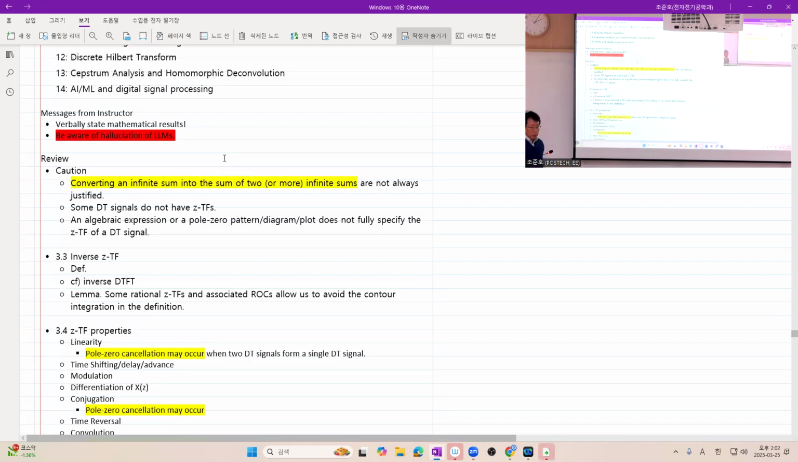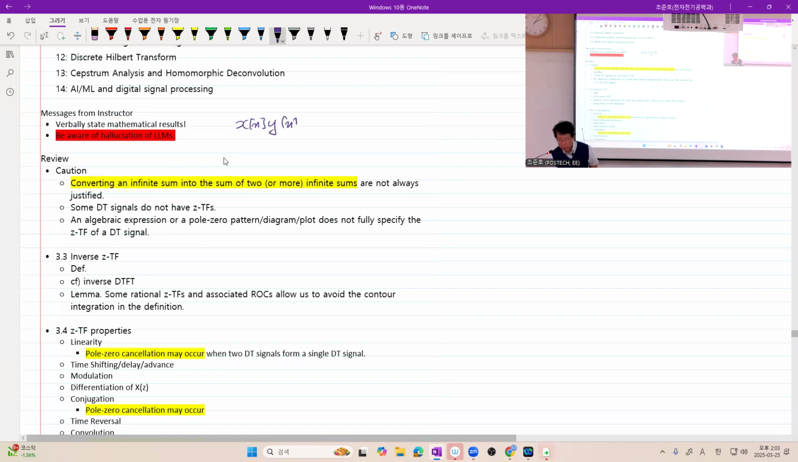Here goes the messages I've told you so far. First one is that whenever you try to remember something that is written in equation form or in theorem, lemma, definition form, always try to verbally express or state mathematical results. Like when you have a discrete time convolution, which is the convolution sum, that is the multiplication of two discrete time signals, then the Fourier transform becomes what? Becomes circular convolution of these two signals.